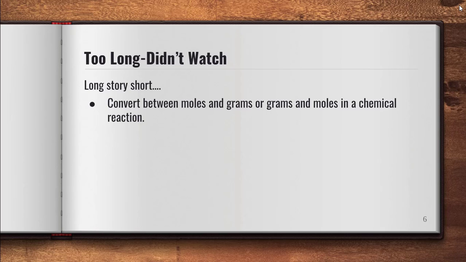So hopefully you have a really good idea of what we're looking for here. It's really not anything new. We're just adding an extra step to what we did previously. So now instead of just going from moles to moles, we can go from grams of one substance into moles of something else. Hopefully you're able to convert between moles and grams and moles in a chemical equation. So again, taking a look at our learning targets, hopefully you are able to convert between moles and grams or grams and moles in a chemical reaction. Like I said, guys, pretty easy stuff.